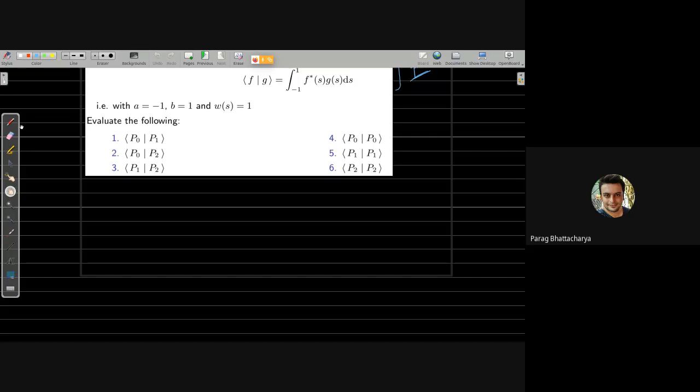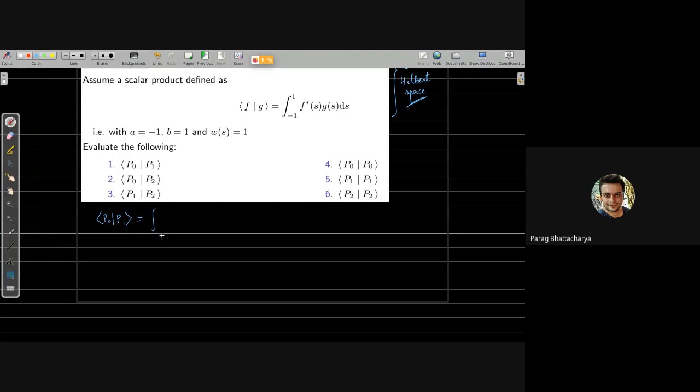So let's see. All right, let's try P0, P1. Okay, the first one. I want to do the scalar product of P0, P1. So this will be equal to, the way it's defined is like this. We'll use the very same definition. Lower limit is -1, upper limit is +1, which is F. Well, F is P0, right? F is P0, so you have to put F star.